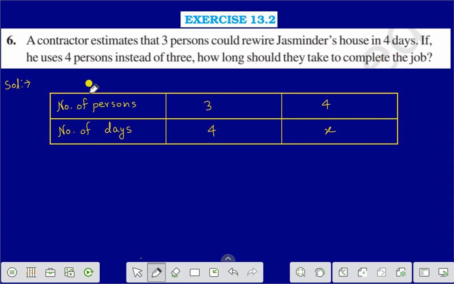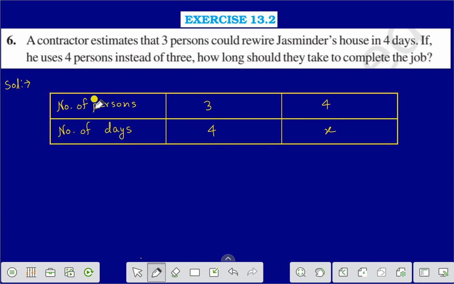Let us take the information in a table. Here the number of persons, number of days. When the number of persons is 3, the number of days it takes is 4 days. When the number of persons is 4, let the number of days it would take be x, right?